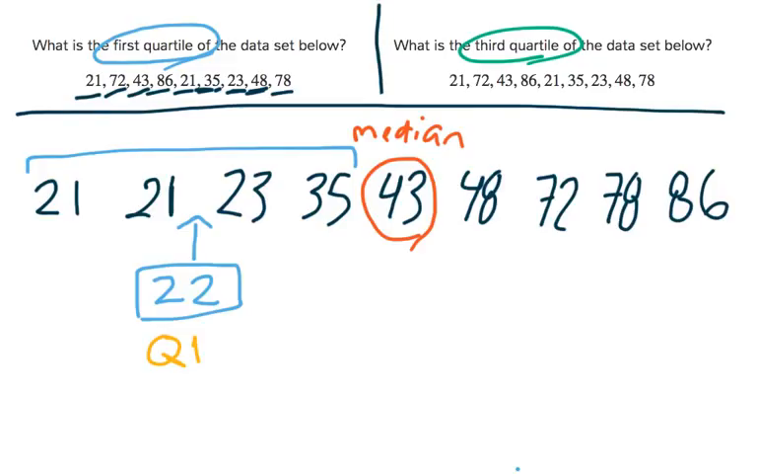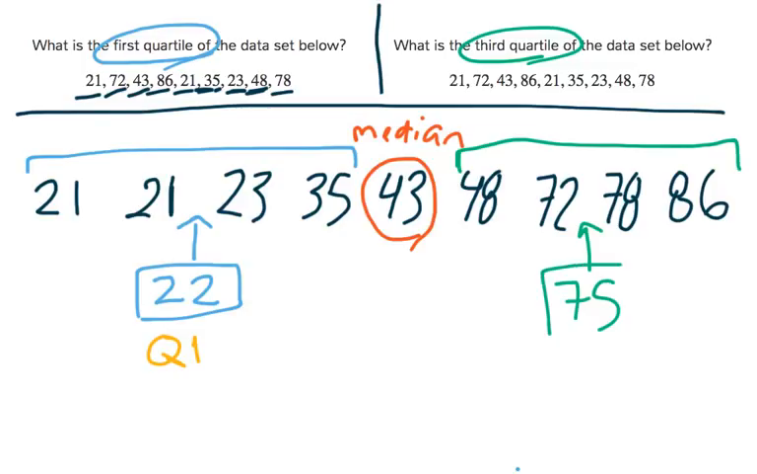And now quartile 3, we're going to take the upper half of the data above the median, and we're going to find the value that would be directly in the middle of that. And right between 72 and 78, well, let's see, there are 6 values between 72 and 78. So it looks like 75 is the one that will be halfway in between. And that is our Q3.